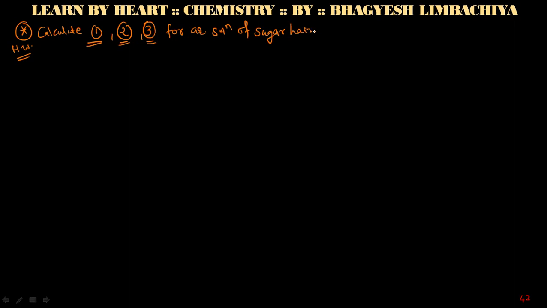So now students, next question is in homework: calculate again 1, 2 and 3, relative lowering of vapor pressure, and vapor pressure of solution for aqueous solution of sugar, that is sucrose, having concentration equal to 2% W by W. Okay, again 2% W by W of sugar solution, and 3 questions, and P10 is given, suppose 30 mm.